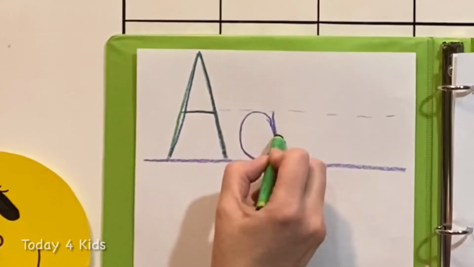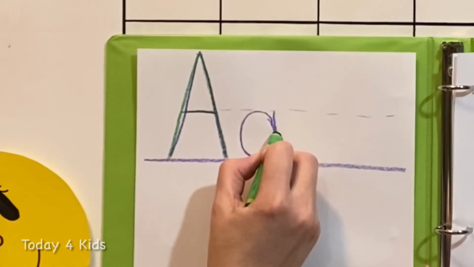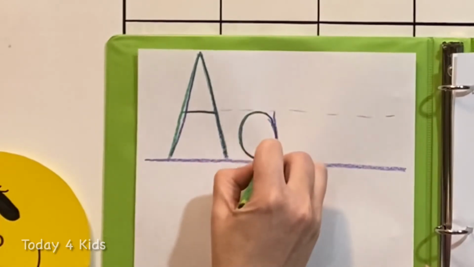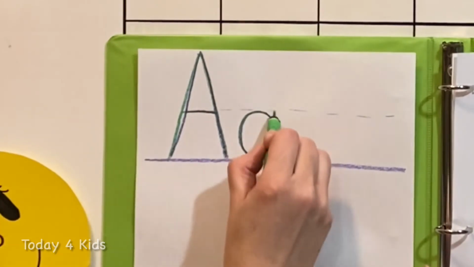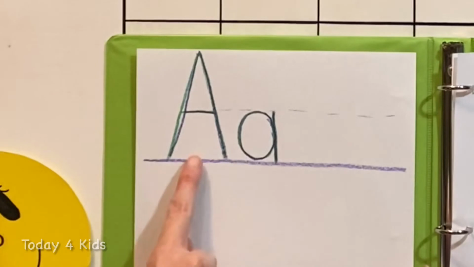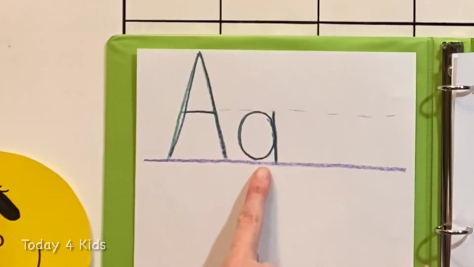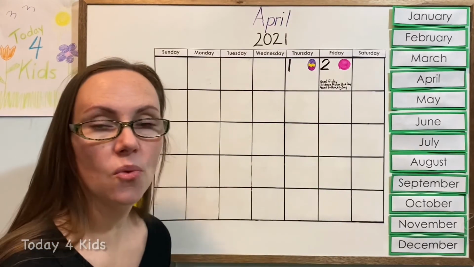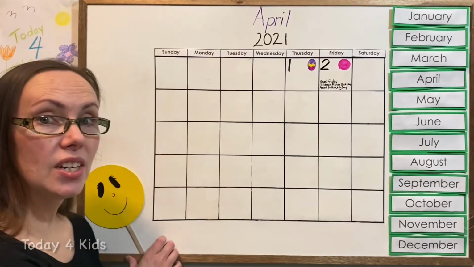Good job. Now for the lowercase a, we're going to make a circle. Are you ready? Go all the way around. And then make a line down the side. So you just drew an uppercase A and a lowercase a. So practice making one letter every day. You'll get really, really good at it.